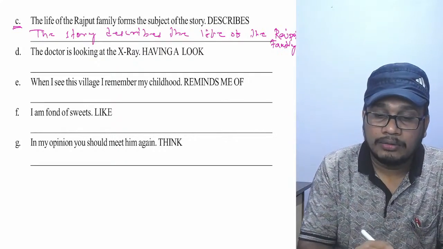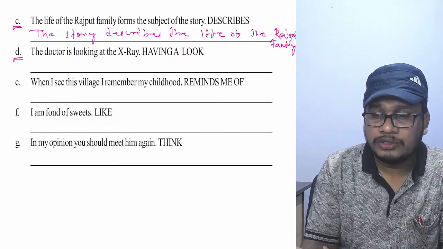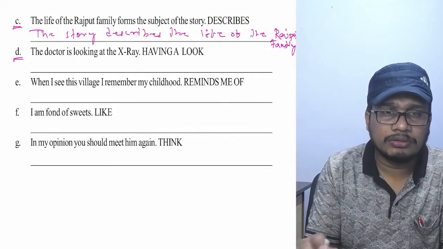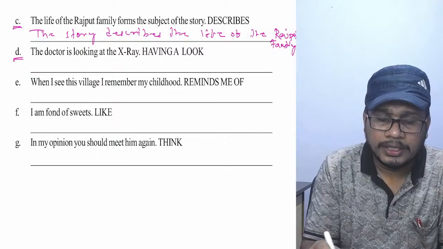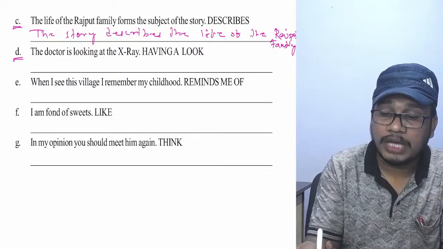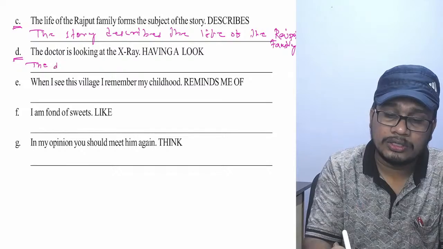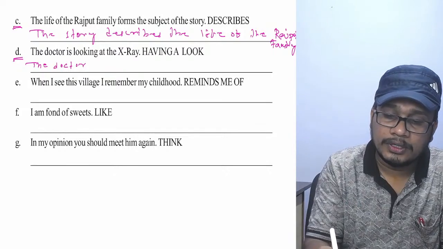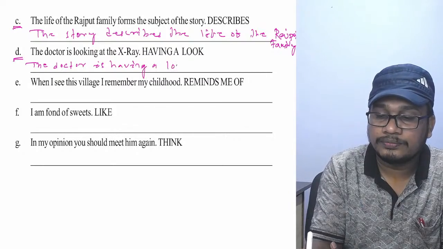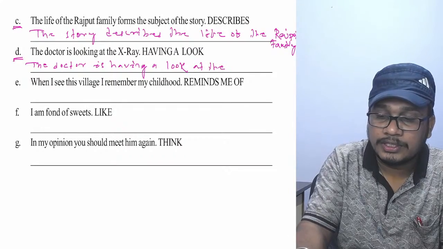Now coming to D. Understand, the bold capital-letter word is what you have to use to write a sentence without changing the meaning. Next, the doctor is looking at the X-ray. Using having a look, we can write: the doctor is having a look at the X-ray.